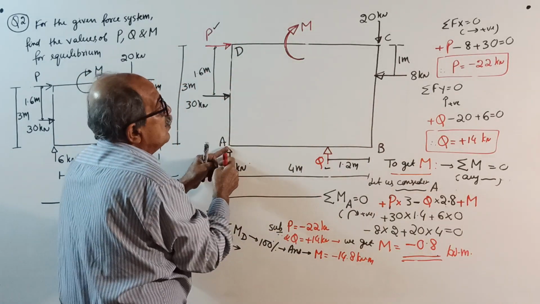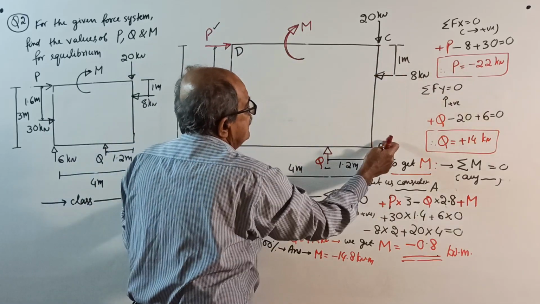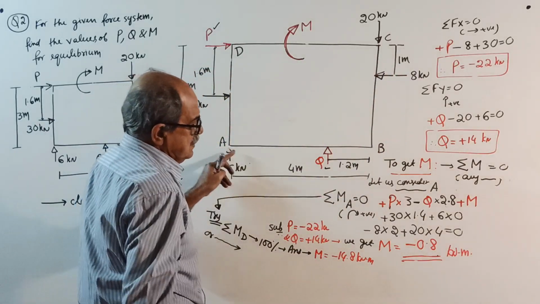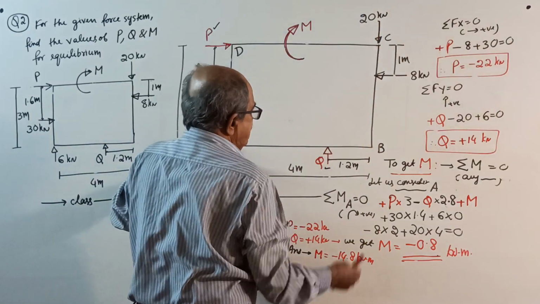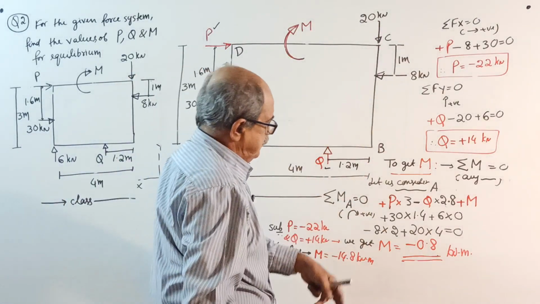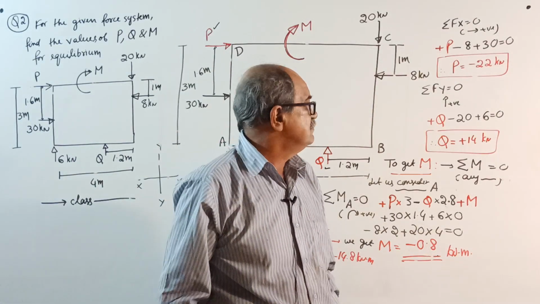Then 6 into 0. Minus 8 into 2, plus 20 into 4, clockwise equal to 0. Your M will come minus 0.8 kilonewton meter.